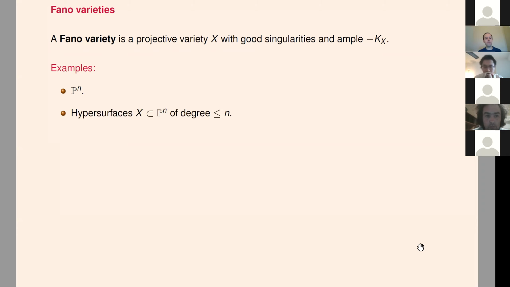Now, inside P^n, if we look at hypersurfaces, a hypersurface means a variety defined by one single irreducible polynomial. If we take the degree of this hypersurface inside P^n to be at most n, then we automatically get a Fano variety. For example, if we work inside P^2, then degree 1 and degree 2 equations will give you Fano varieties. In this case, they will be just lines and conics. And if we go to dimension 3, then degrees 1, 2, and 3 give you Fano varieties.